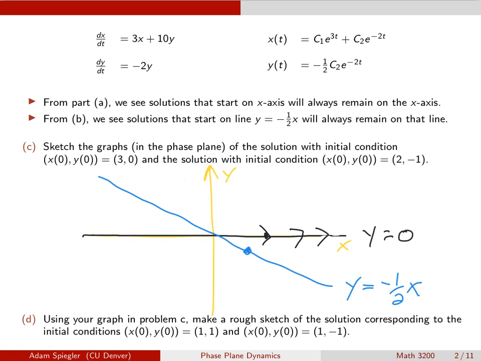If instead we were to start with a negative value of x, you would similarly see that as time goes to infinity, x is going to head to the left. It's going to get more and more negative. So solutions that start on the x-axis are going to stay on the x-axis, and in fact, they're going to move away from the origin. Let me just note that.